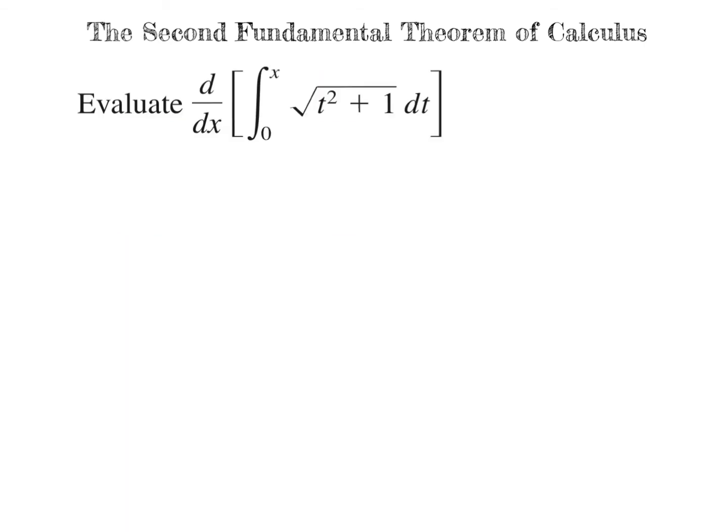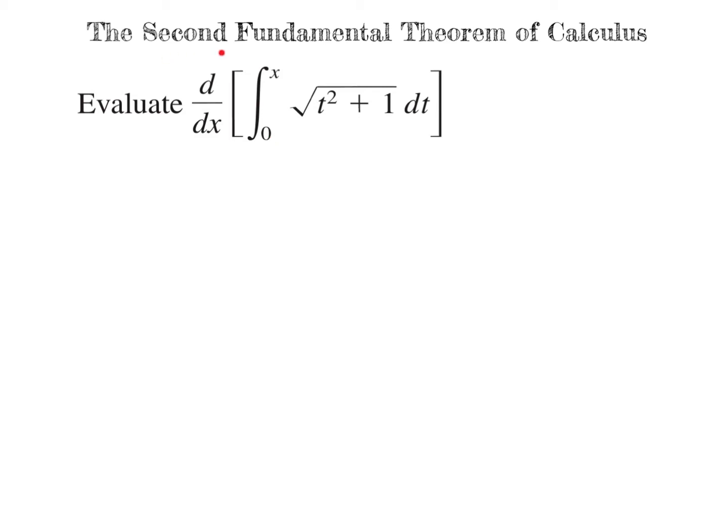Let's take a look at another example of the second fundamental theorem of calculus. We want to take the derivative of an integral. Now, our upper limit of integration is x. Our lower limit of integration ends up being 0 here. All that matters is that it is a numerical value. It does not necessarily need to be 0, as we saw previously. It can be any numerical value, a.